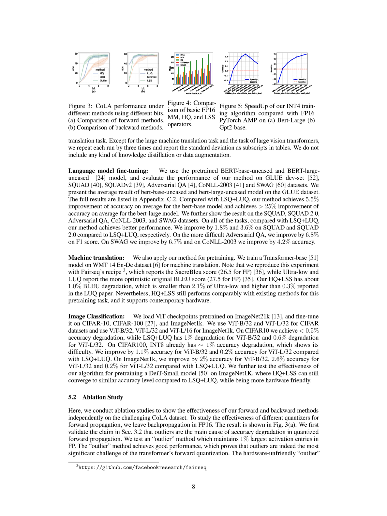Beyond language model fine-tuning, we've also experimented with our method in the realm of machine translation. We pre-trained a transformer base model on the WMT14 English-German dataset. Please note, we replicated this experiment following Fairseq's recipe, which provides the SacreBLEU score, a standardized score for machine translation. While Ultra-low and LUQ reported a more optimistic original BLEU score, we found our method, referred to as HQ plus LSS, had about 1.0% degradation in the BLEU score. This is a smaller reduction than the 2.1% experienced by Ultra-low, but a bit more than the 0.3% reported by LUQ. Regardless, the performance of HQ plus LSS is comparable to existing methods for this pre-training task, and importantly, it is compatible with current hardware.